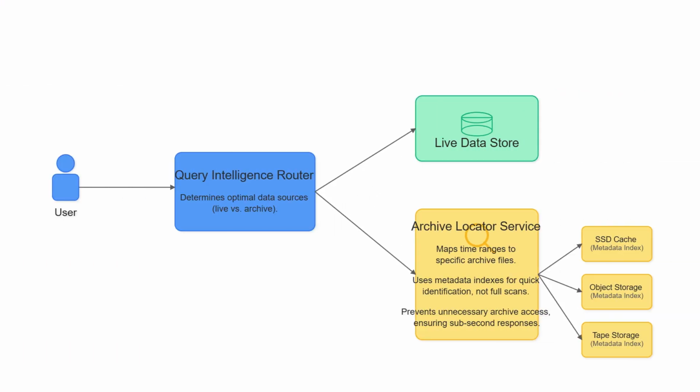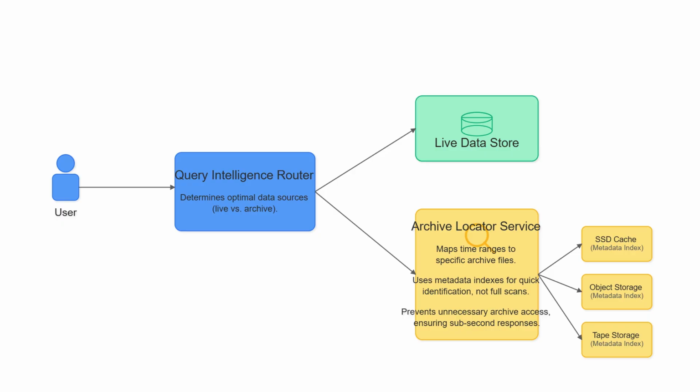To achieve this seamless experience, we need a robust underlying architecture. Let's look at the first two critical components. First, the Query Intelligence Router. This is the brain of your retrieval system. When a query comes in, the router analyzes its time ranges and content to determine the optimal data sources. For example, a query asking for errors in the last hour will naturally hit live data. But if you're looking for monthly error trends over the past year, the router intelligently directs that query to the archives. This smart routing prevents unnecessary archive access, saving both time and money.